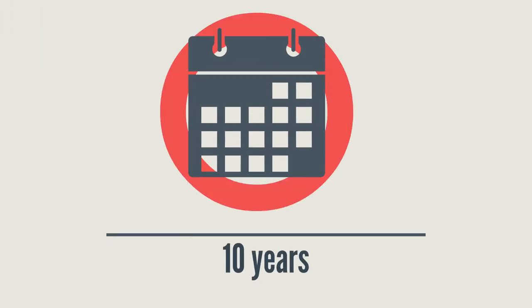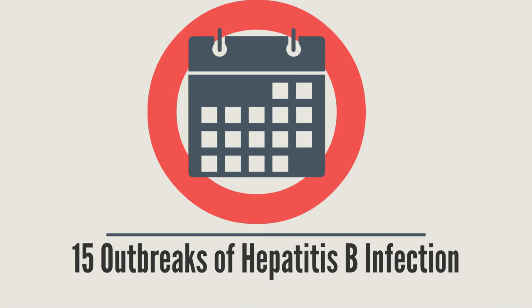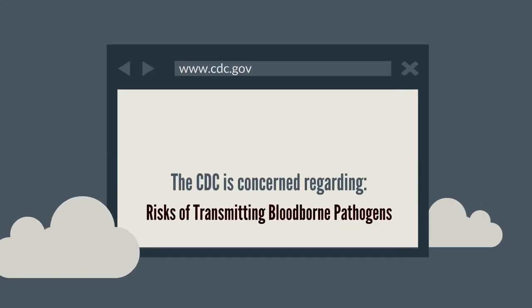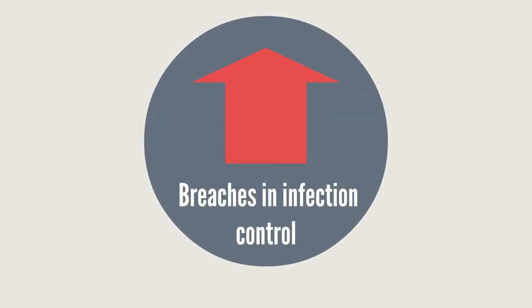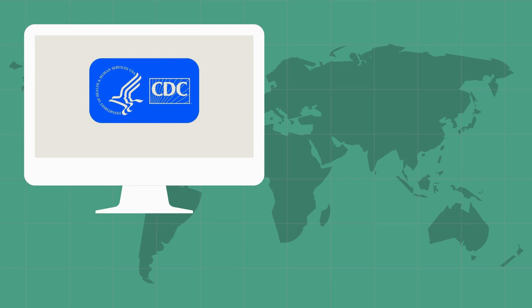In the last 10 years alone, there have been at least 15 outbreaks of hepatitis B infection associated with individuals failing to follow basic infection control practices. The Centers for Disease Control and Prevention, CDC, has become increasingly concerned about the risks of transmitting blood-borne pathogens due to reports of breaches in infection control during assisted blood glucose monitoring and insulin administration across the country. The CDC's concern has led to the announcement of the following public health alert for all persons who assist others with blood glucose monitoring and/or insulin administration.